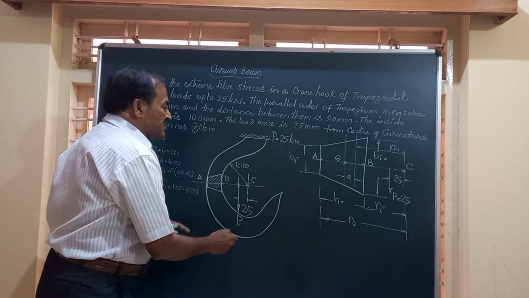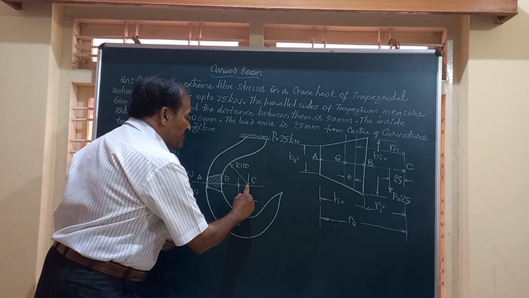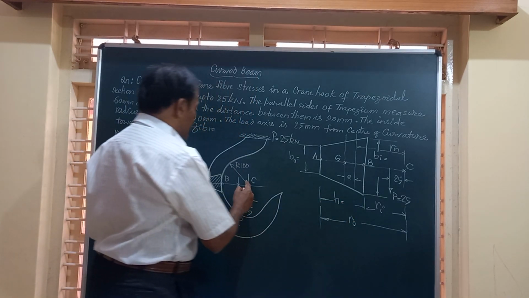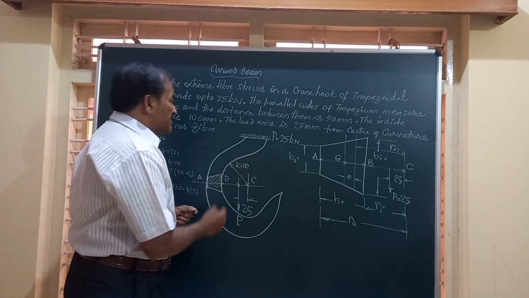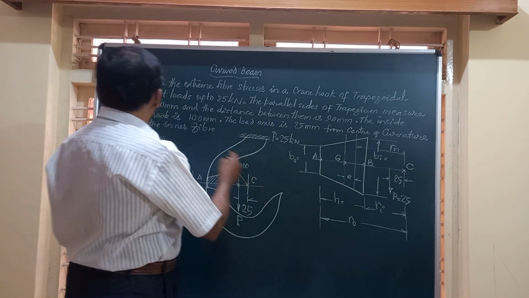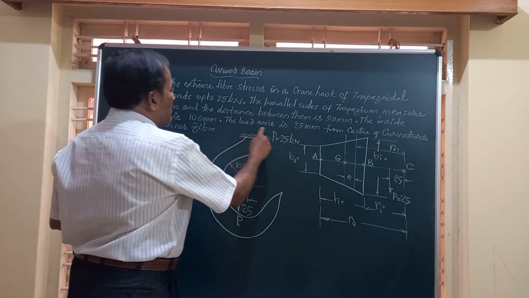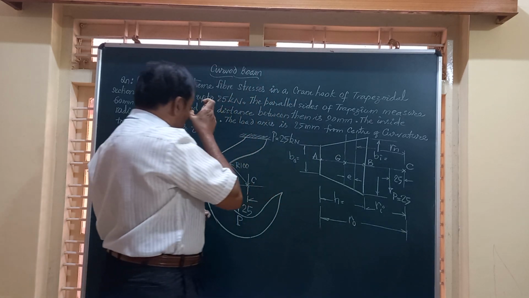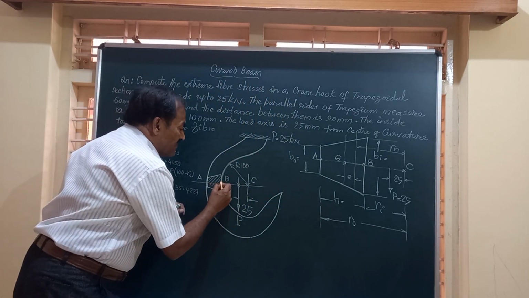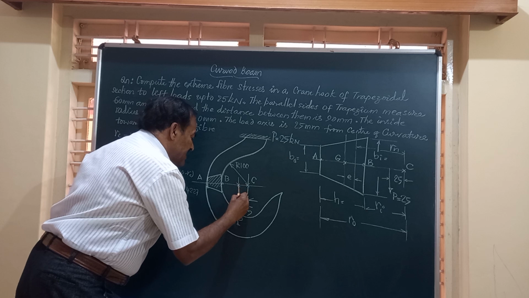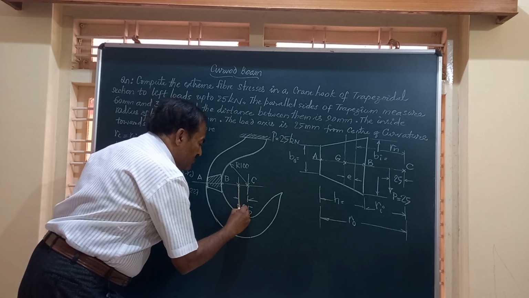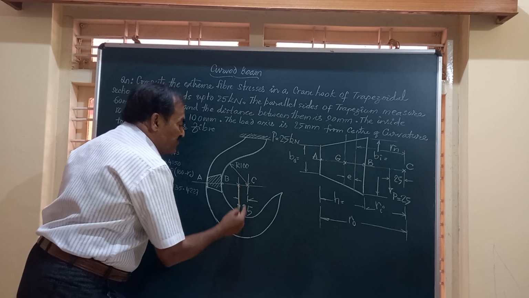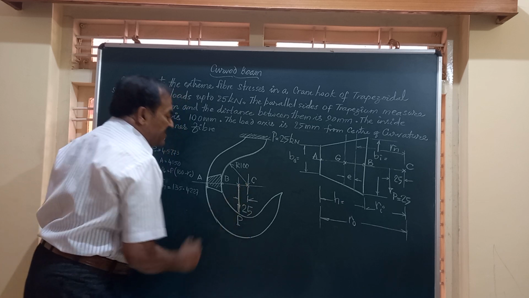AB is the critical cross section, C is the center of curvature, and the radius of that is also given to be 100 radius. But remember friends, in this problem, the inside radius of the hook is given, and the load axis is 25 mm from the center of curvature. That is, it is towards the inner fiber and the load is acting here. In all the problems we have done so far, we used to have the load acting through the center of curvature, but now it is shifted by a distance of 25 mm.